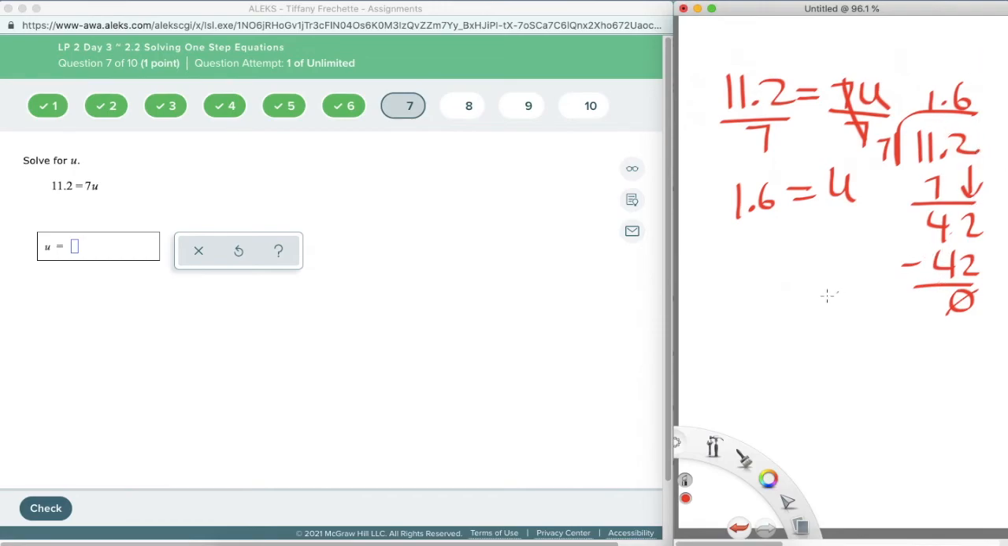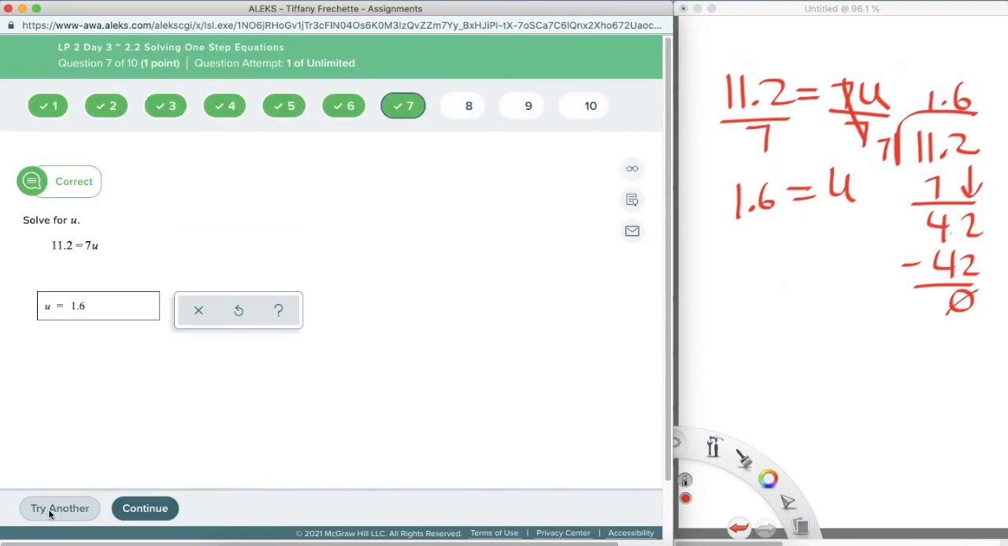But we should have calculators available to us pretty much at all times. You either have your smartphone, or if you're at the center, your center should have calculators. Okay, let's go ahead and check that. And continue.